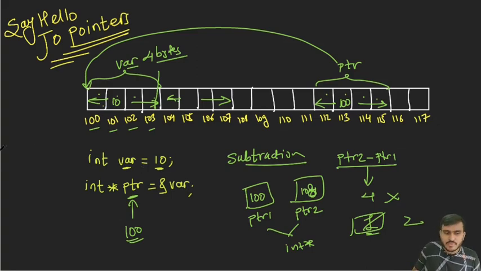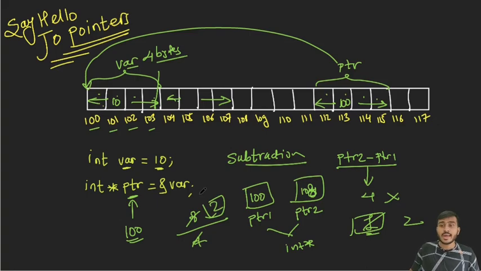So if I want to make a generic formula for the output of subtraction of 2 pointers, it will be the difference between the addresses, which in this case is 8, divided by the size of the data type of the variable to which the pointer is pointing. The size of that data type is 4. So if you do the calculation, you will get 2 as the output, and in this way the subtraction operation works on pointers.